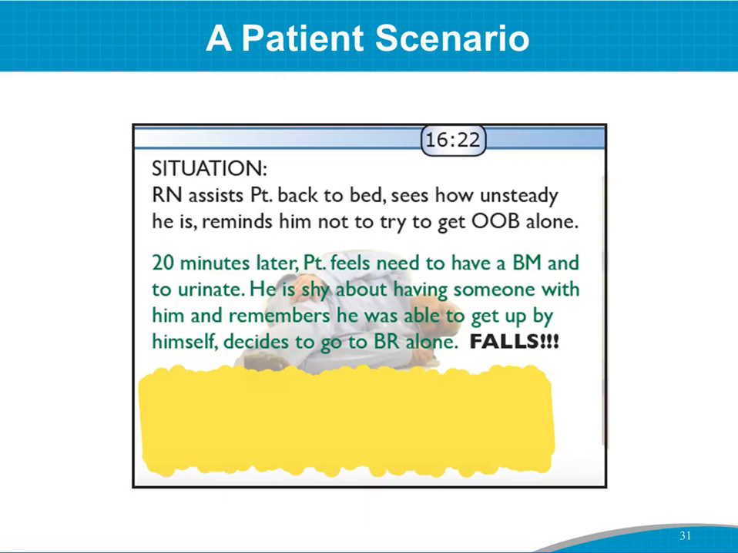So the nurse assists the patient back to bed and sees how unsteady he is and reminds him not to try and get out of bed alone. 20 minutes later, the patient feels the need to have a bowel movement and to urinate. He is shy about having someone with him and remembers he was able to get up by himself, so he decides to go to the bathroom alone. And guess what? He falls.